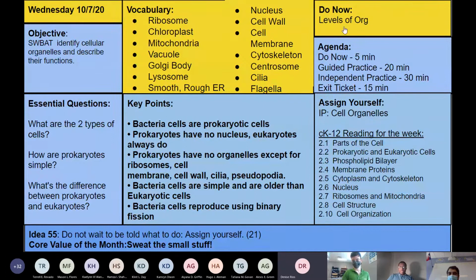Okay, let's get going then, because we've got a lot to do today. So, we are moving on with cells. We're talking about organelles specifically today. And we've got a lot of vocabulary terms. This is a very vocab heavy unit. So let's jump into it.